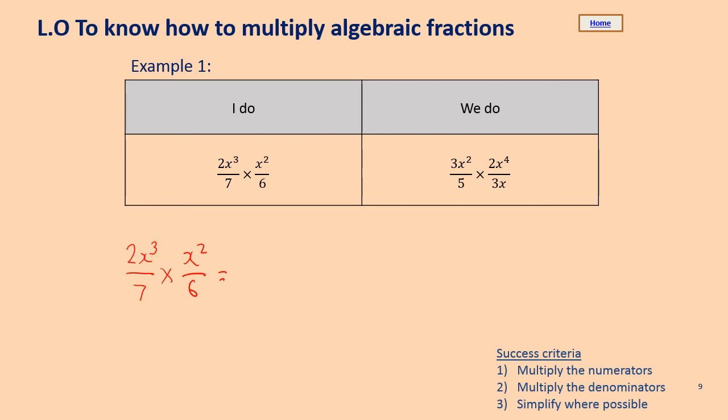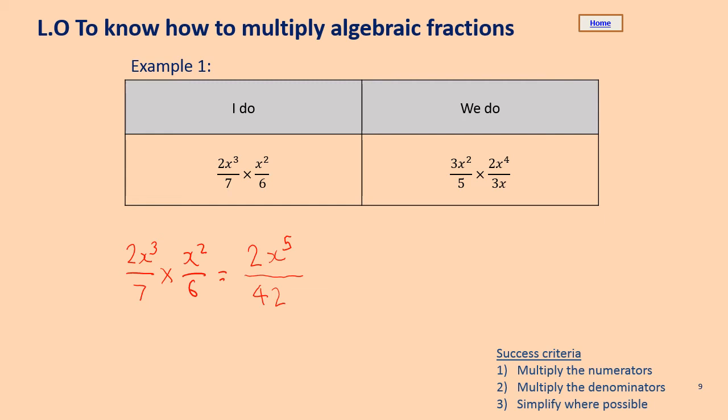So remember, 2x cubed times x squared, you're going to multiply these two together, but when we multiply both these x's together, we're going to add together the powers. So 2x cubed times 1x squared is going to give me 2x to the power of 3 plus 2, which is 5, over 7 times 6, which gives 42. So remember to apply your index laws when you've got two shared letters raised to powers.